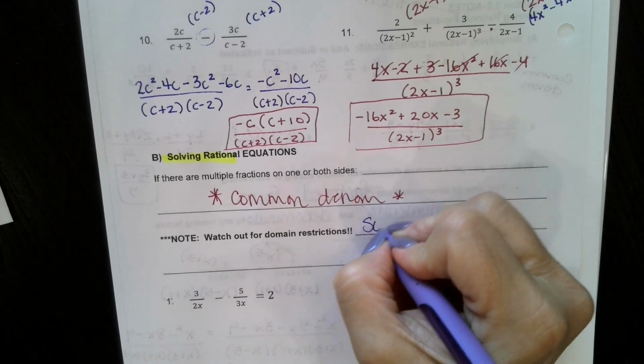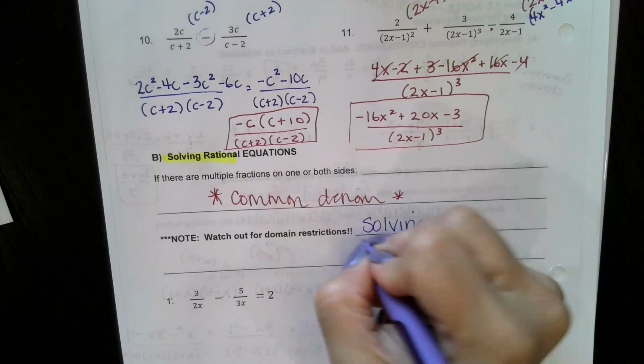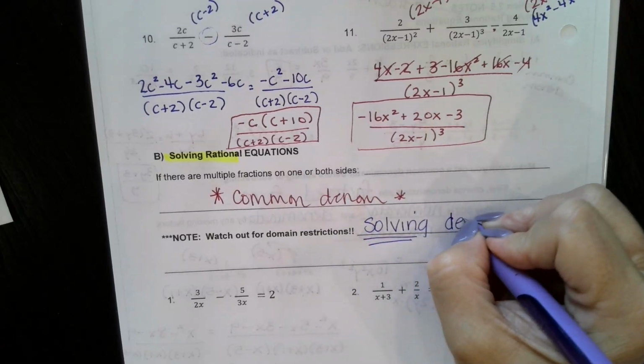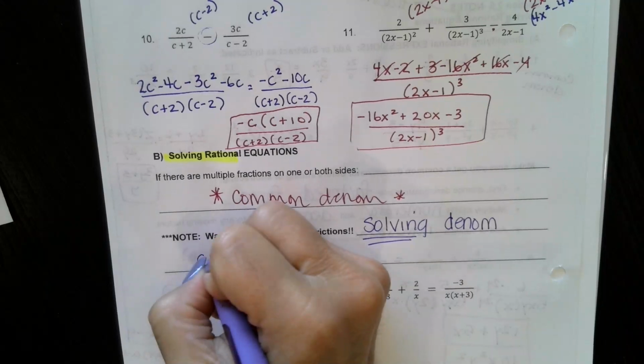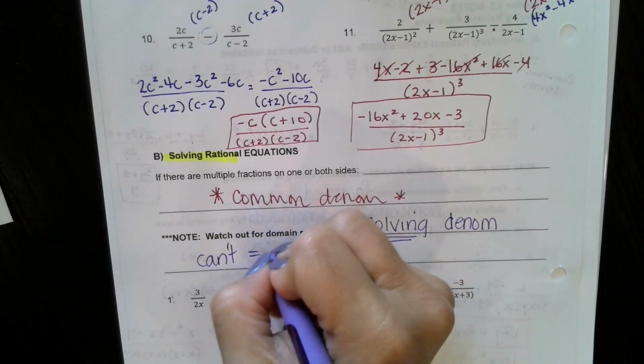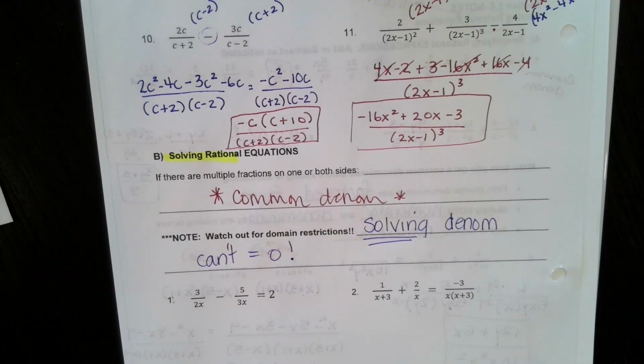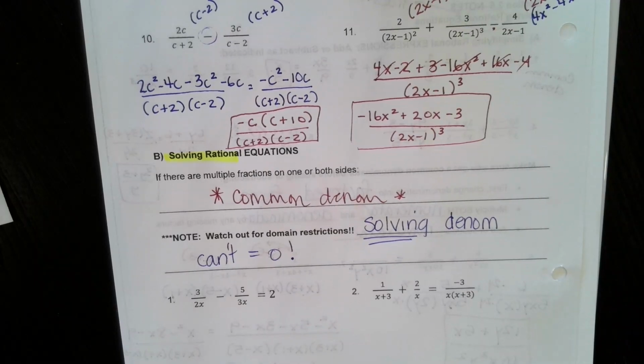So because we're solving, denominators can't equal 0. All right, and you'll see what we mean here as I go through this.